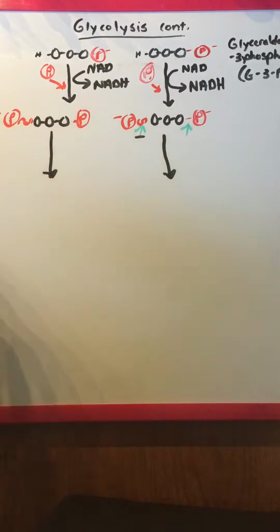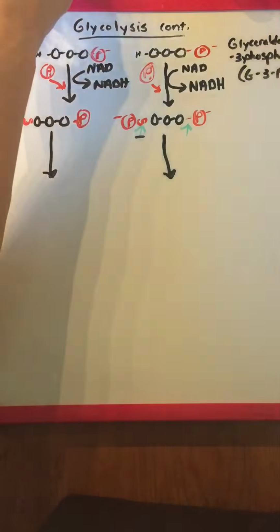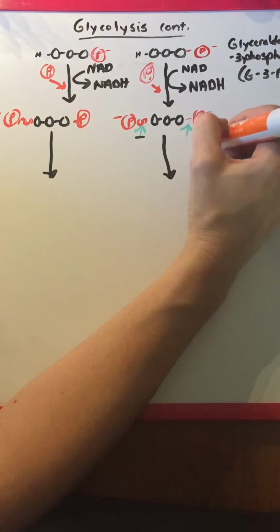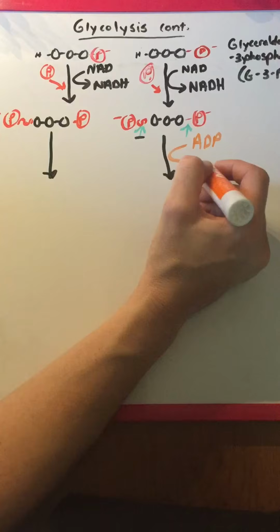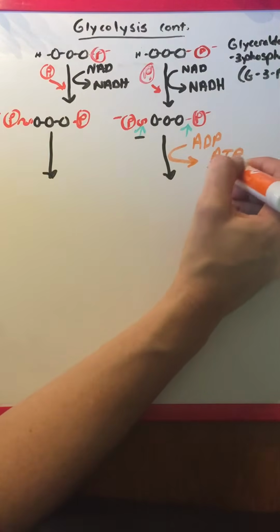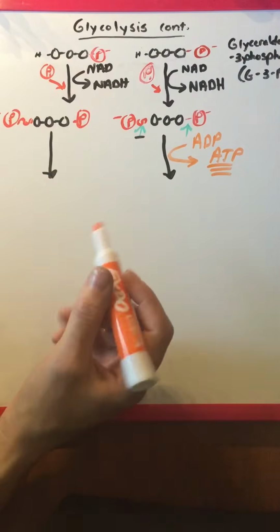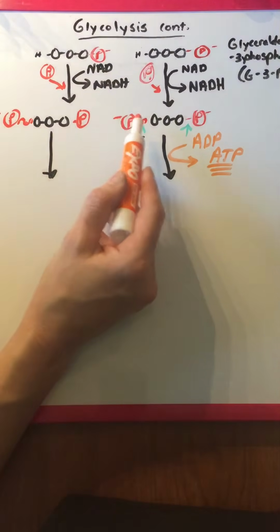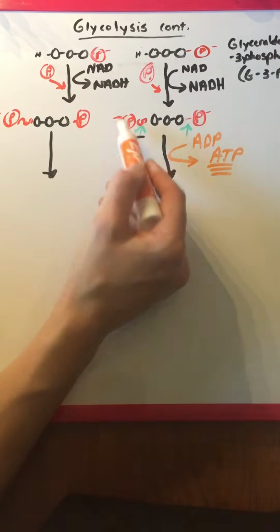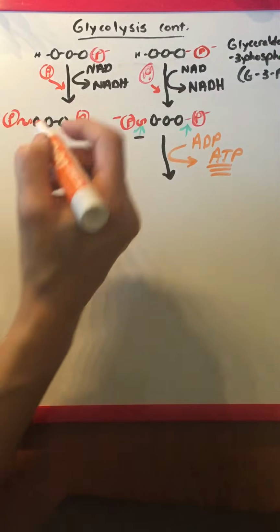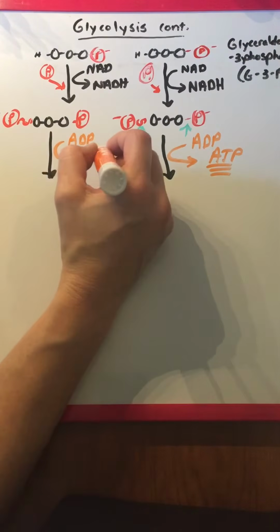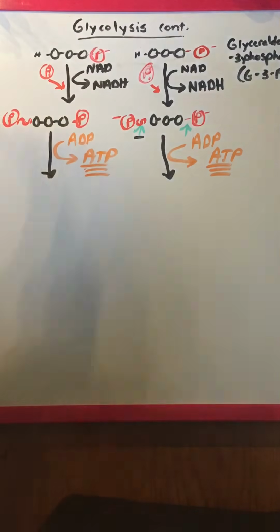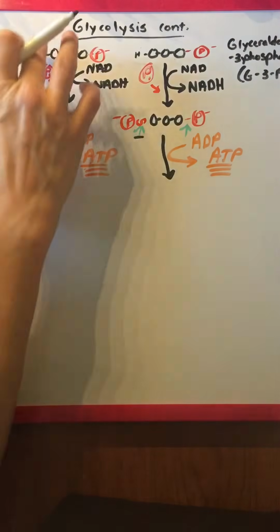So for each of these molecules, we are going to bring in an ADP, and we are going to phosphorylate with this phosphate to form ATP. This is what we call substrate level phosphorylation because we're moving a phosphate from one molecule, one substrate, to another to phosphorylate it. So we do the same thing here, producing another molecule of ATP. I'm going to get rid of these because they're not shown in your drawings in the textbook.